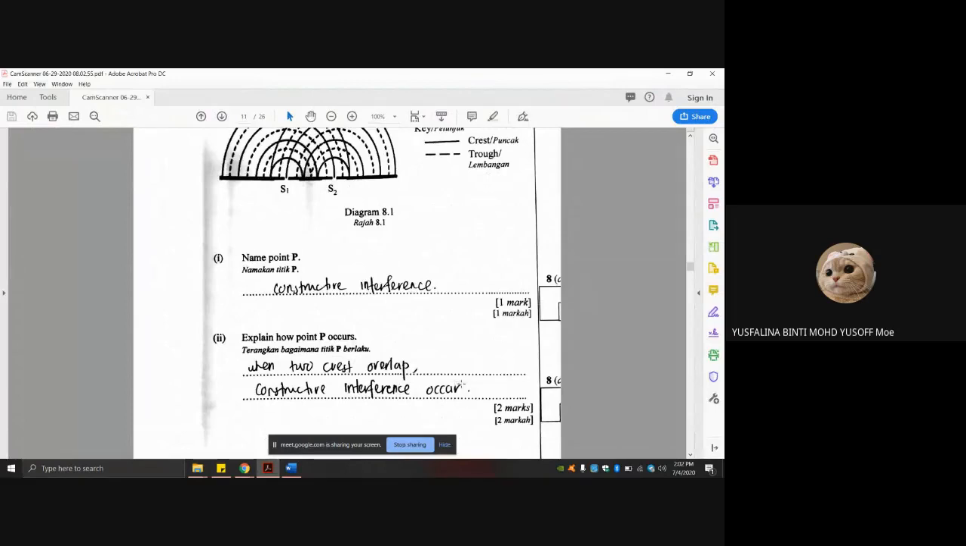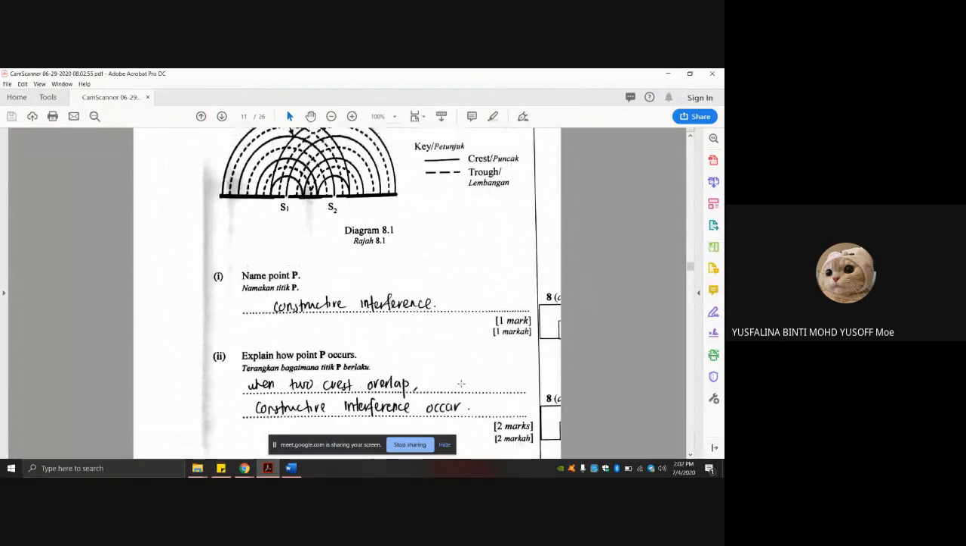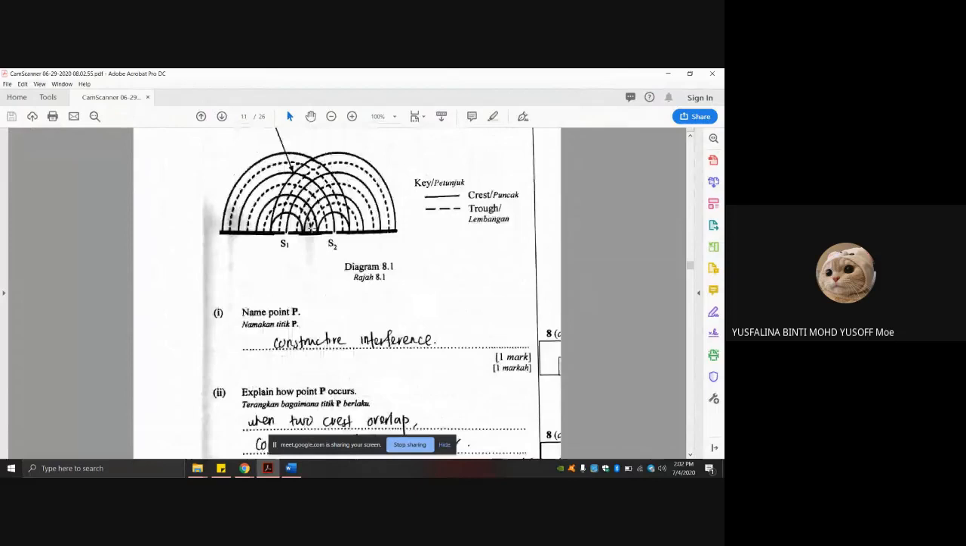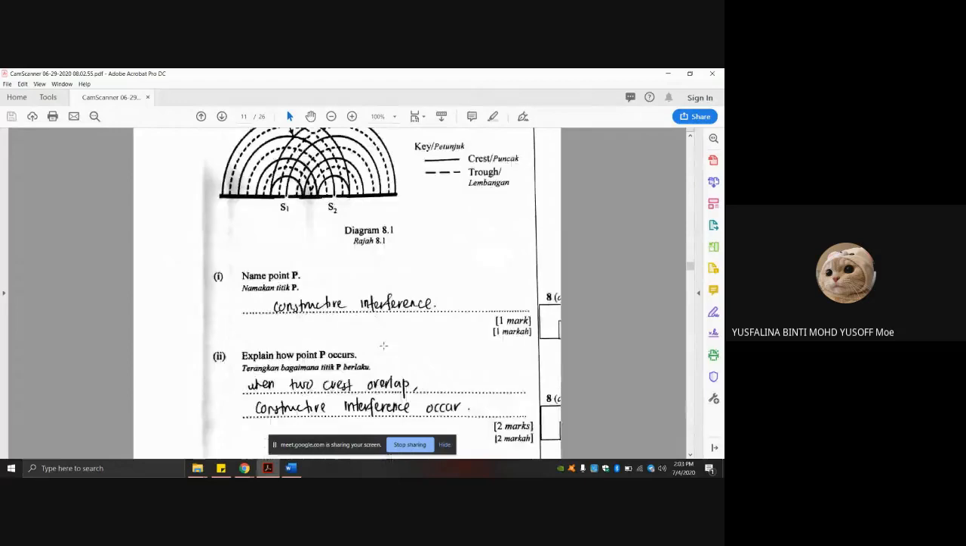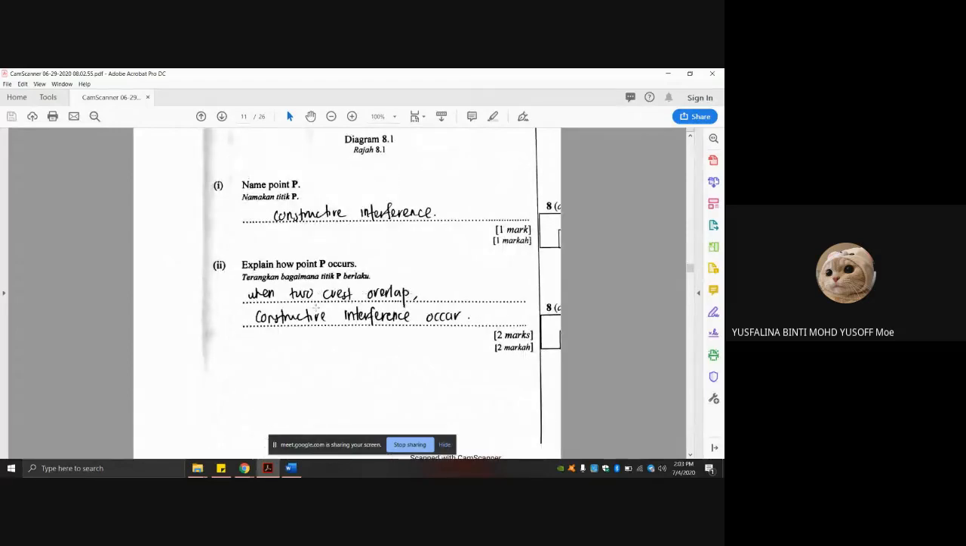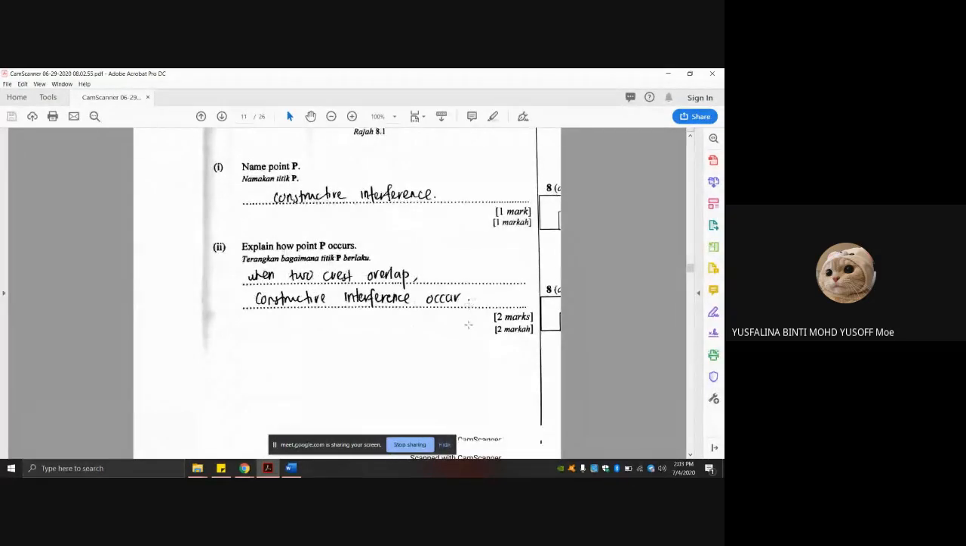Or let's say the question asks you what happened here. This one is also constructive interference, but this one is trough meet trough. Destructive interference is here, it means crest meet trough. So point P is when two crests overlap, constructive interference occurs.